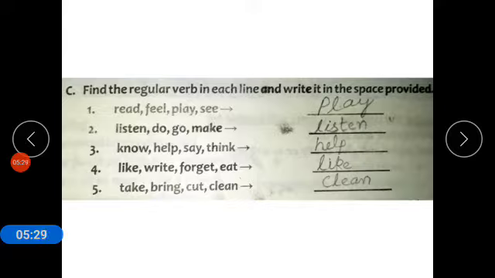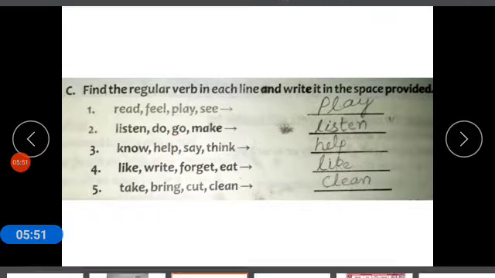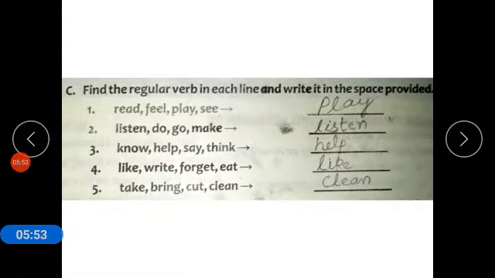Do, did, done. Go, went, gone, irregular verb. Make, made, made, irregular verb. Now coming to the third one, know, knew, known, irregular verb. Help, helped, helped, it is a regular verb because by adding ed at the end of the base form, it forms a regular verb. It follows the same pattern of inflection. Say, said, said, irregular verb.